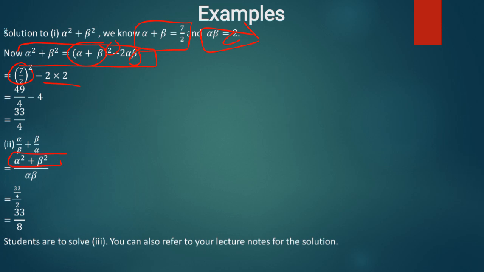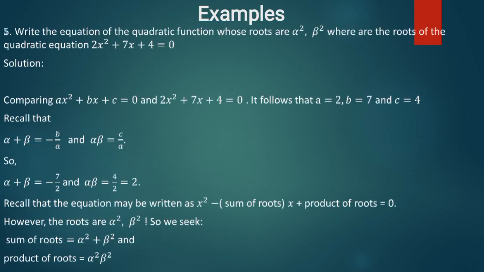But we solved alpha plus beta all squared before. See it here. Right? And we know what alpha beta is here. It is 2. So that's how we got this fraction here. And you simplify, you should get this final value. Okay? Okay, let's move forward now.